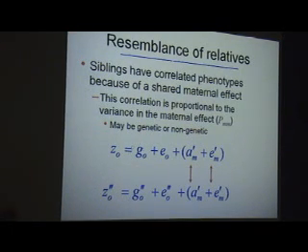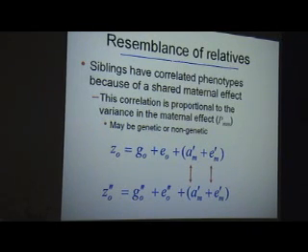Well, again, they have correlated genes. That might be what people classically were interested in. But they share a mother. So I've written out the maternal effect, which is the genes in the mother and the environment experienced by the mother influencing this individual's phenotype. So these individuals resemble each other because they have a shared maternal effect.